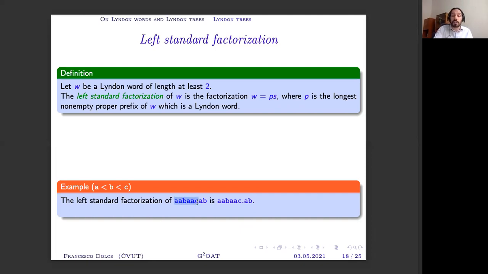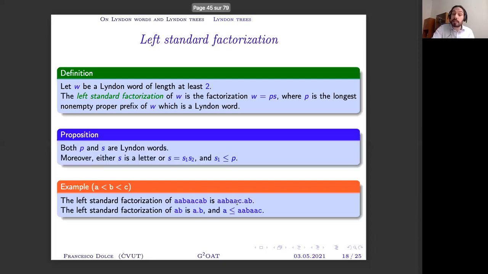So for instance, if you take this word here, AAB, AAC, AB, you can see that the longest Lyndon proper prefix is AAB, AAC. And then I have something else, AB. You can give a lot of different properties.